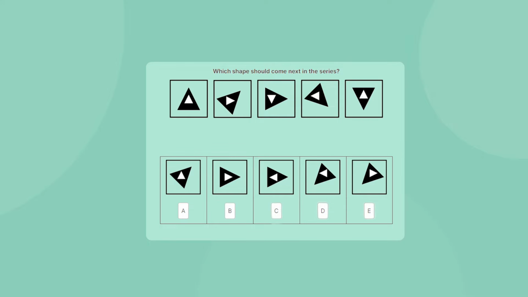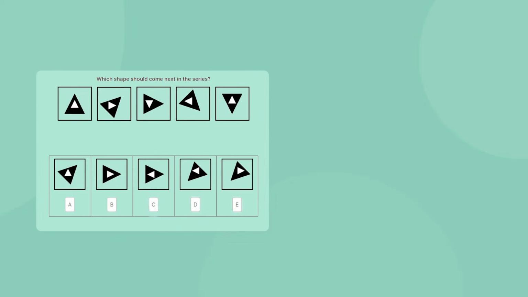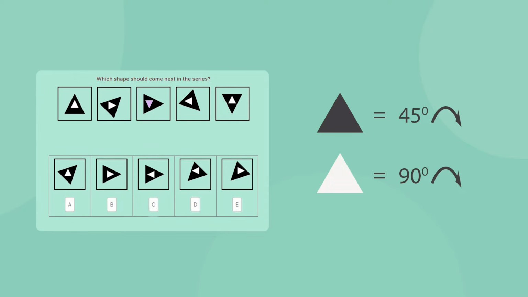On abstract questions like this one, you need to spot the rules that dictate the pattern of the shapes. The rule that applies in this case is rotation. There are 2 triangles in this question, one outer black and one inner white, each with its own pattern. While the outer black triangle is rotating 45 degrees clockwise on each step, the inner white triangle is rotating 90 degrees clockwise. If we continue rotating the triangles, we'll see that the next shape is the one in option E.